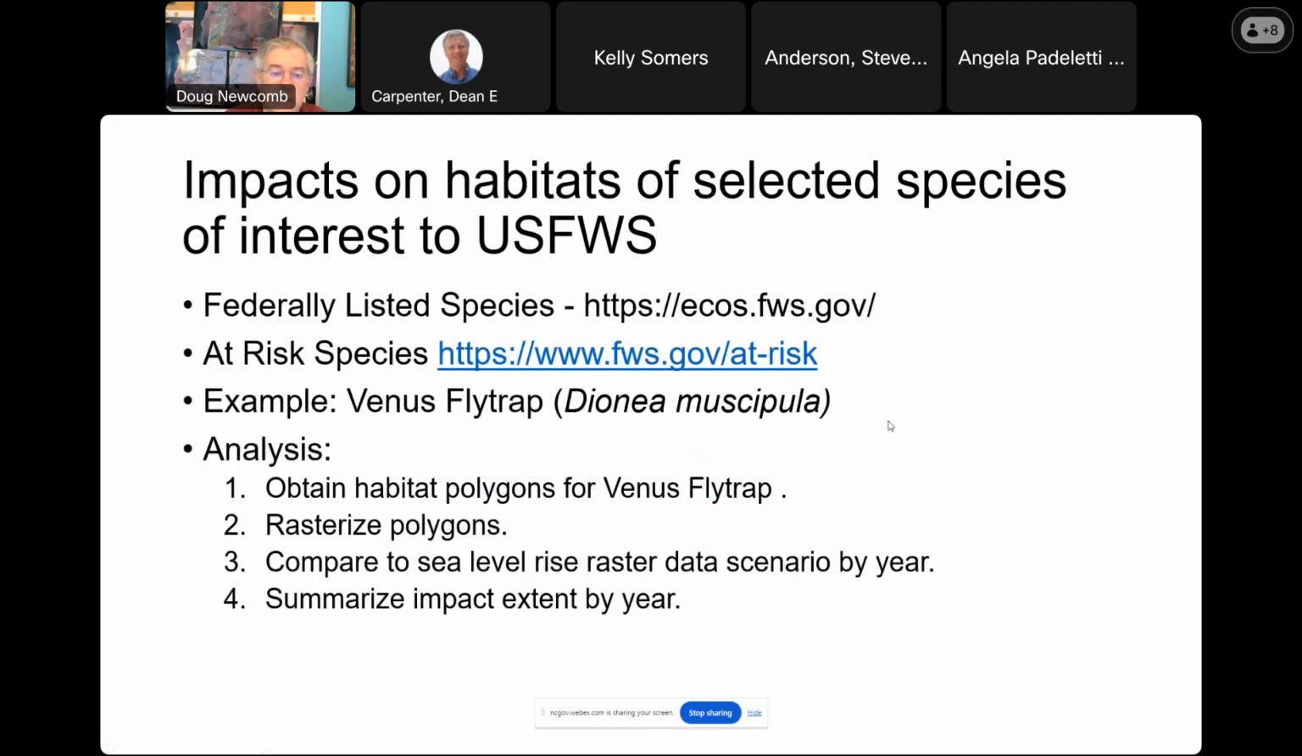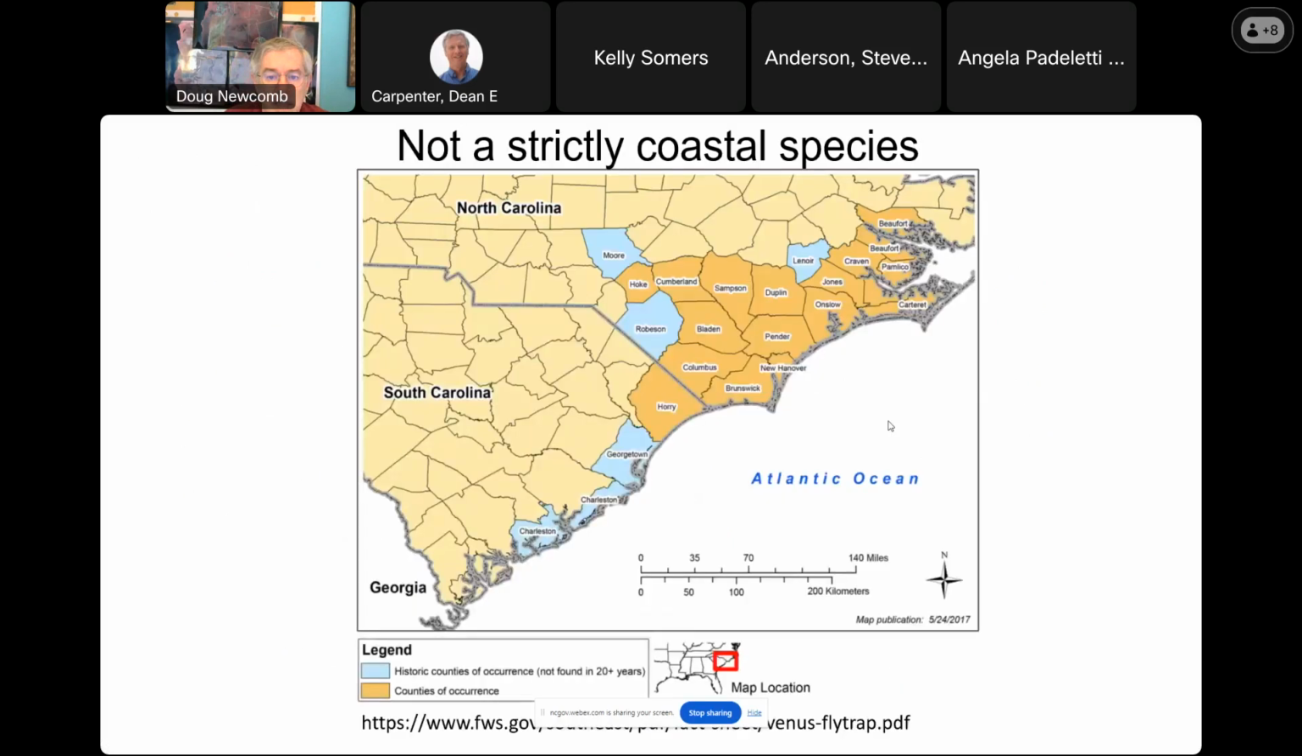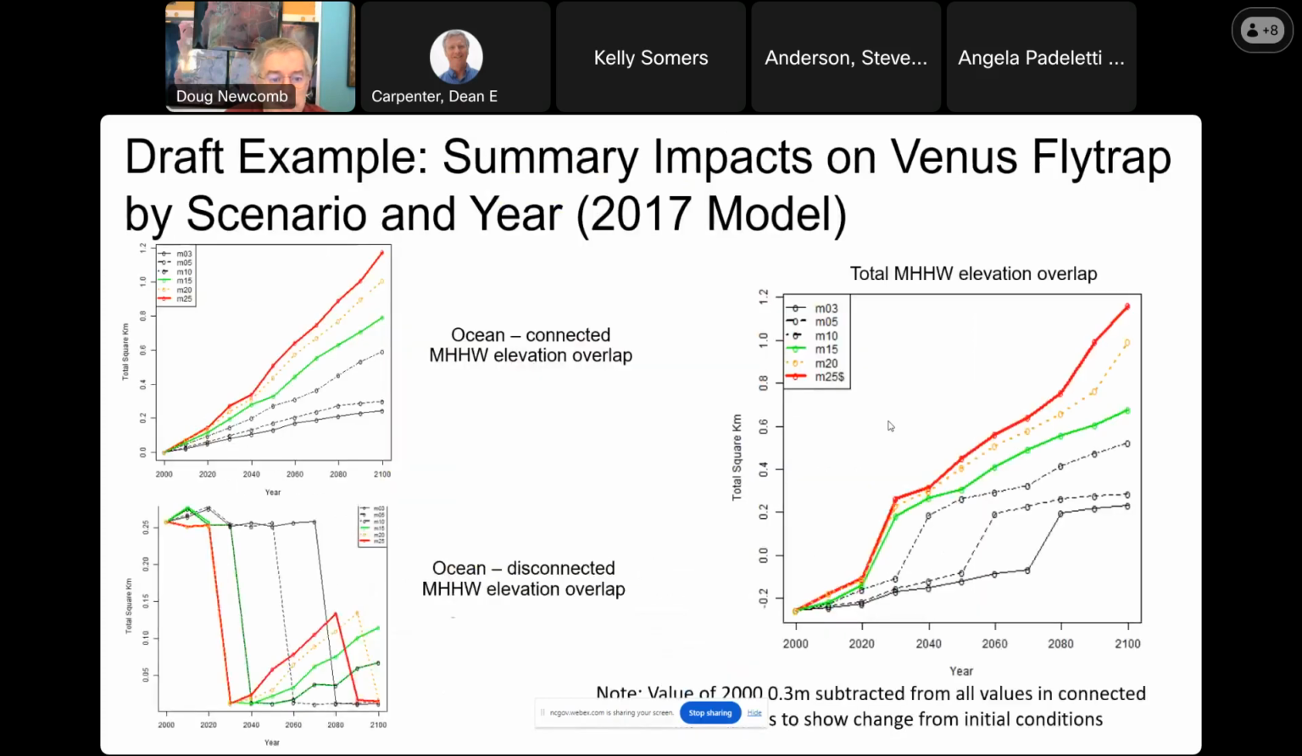And now we could also do the same thing by doing species. I took a species that really isn't going to be impacted that much, just to use as an example, Venus flytrap. It was a species of concern at the time I was working on this. It's not really a coastal species, but it does occur in some areas along the coast. So I just went through and ran the model against the polygons that I got from the Natural Heritage Program for the habitat for that, and came out with a difference between 0.2 of a square kilometer to just under 1.2 square kilometers.